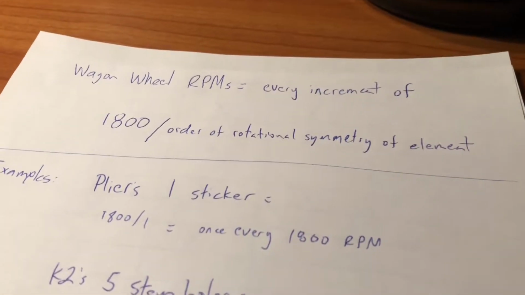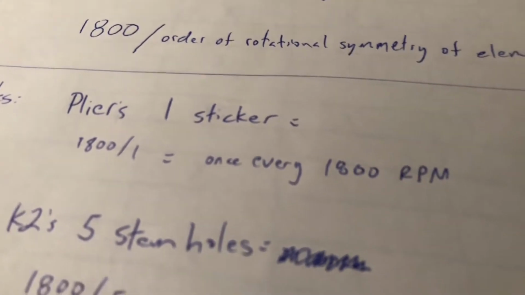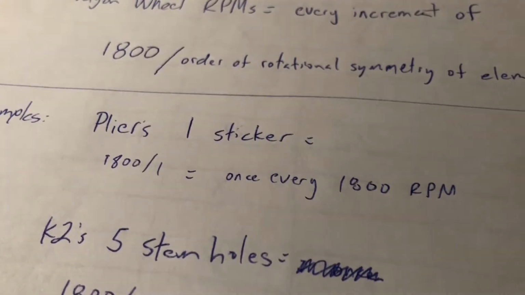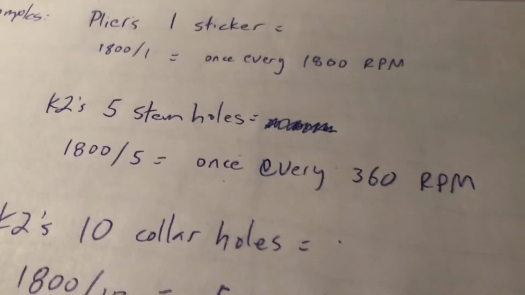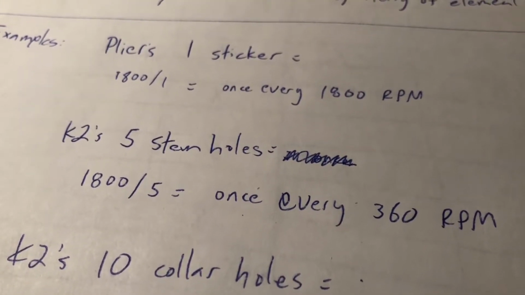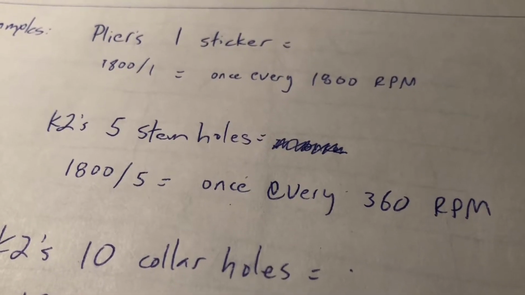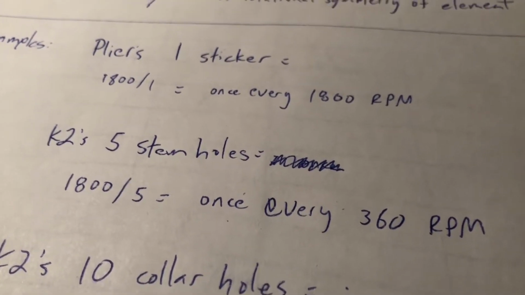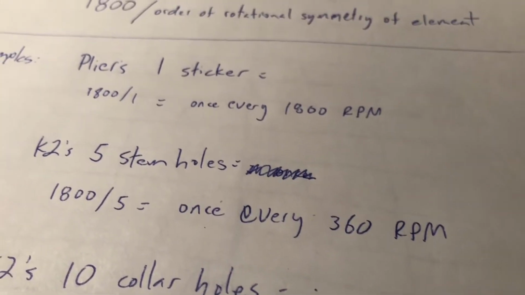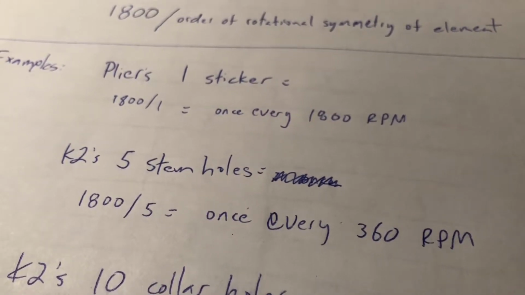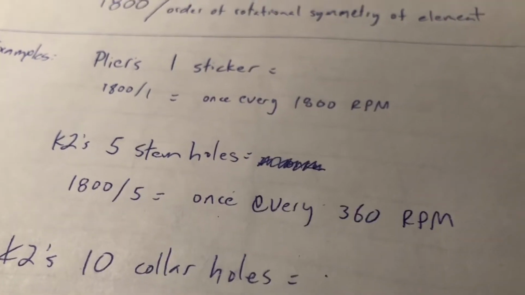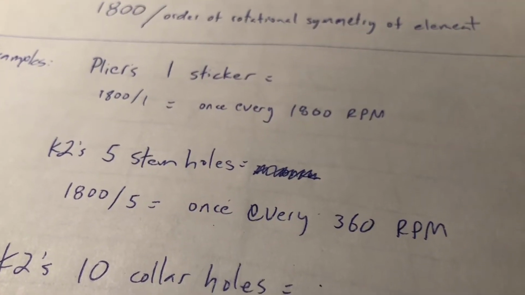And what we saw yesterday with the plier was that its single white sticker wagon wheeled at 1800 divided by 1, or once every 1800 RPM. For the K2's 5 stem holes, we should expect that they would do so 1800 divided by 5 equals once every 360 RPM. And remember, when we spin a top, it's starting at a certain RPM and constantly dropping until it falls over and reaches 0. So that should happen several times in a typical spin, assuming you're starting at 2000 or a little above 2000 RPM.